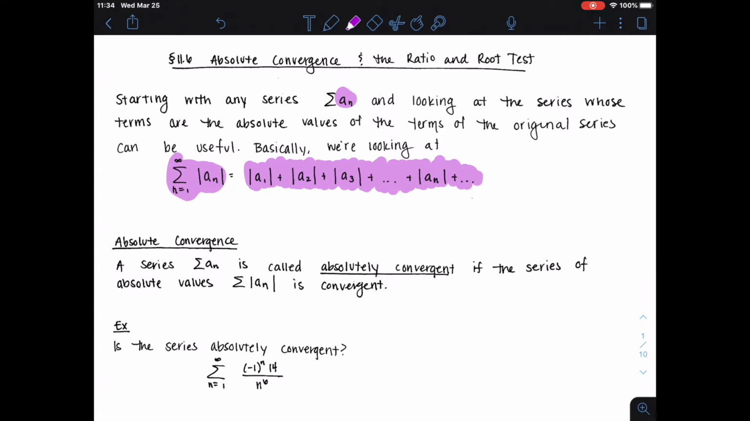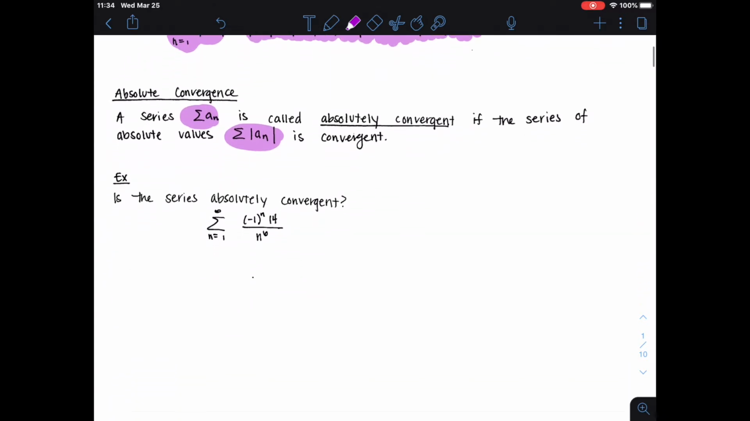So the idea of absolute convergence is you can say a series is absolutely convergent if in absolute values that new series you get is also convergent. So let's look at a simple example. We want to see, is this series absolutely convergent? And our general term is (-1)^n times 14 over n^6.